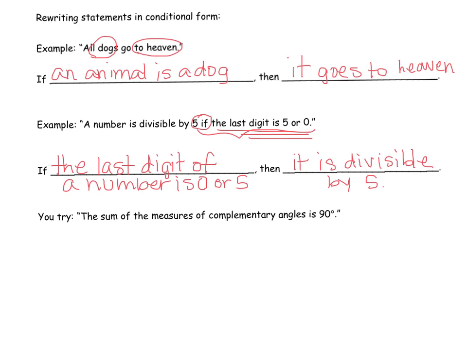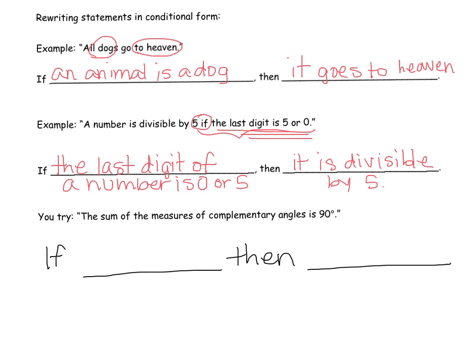Okay? Why don't you take a try, pause the video for a moment, and write the conditional version of the statement, the sum of the measures of complementary angles is 90 degrees. Okay, hopefully you've given that a try, and now we will see how you did. So first of all, we should have started with just our standard if, and then a then, so that we know we're going to put a hypothesis here and a conclusion here.